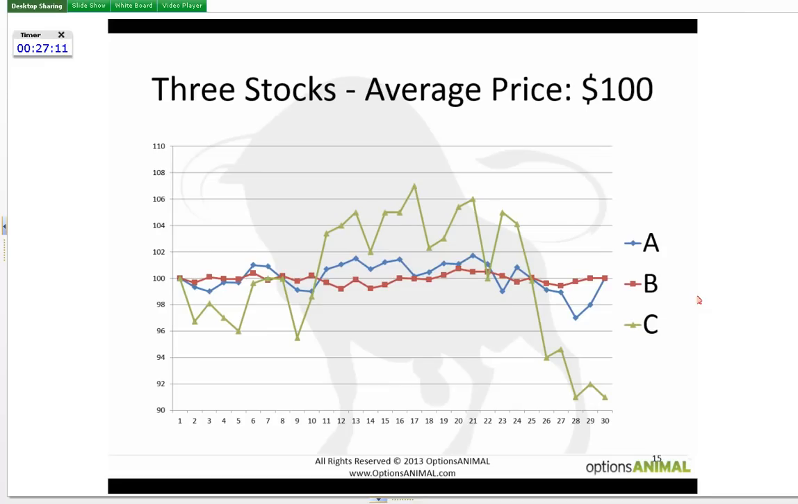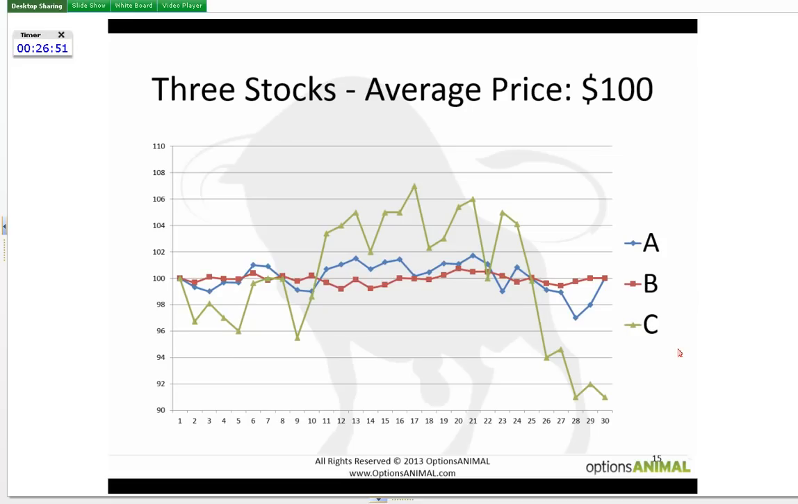I like to say that volatility is like pornography. You know it when you see it, right? I can ask my 16-year-old son which one has the highest volatility. He said, Dad, that's C. Clearly, this one has the highest volatility. It's moving all over the place. And Bravo, B, would have the lowest. It's got the least volatility.